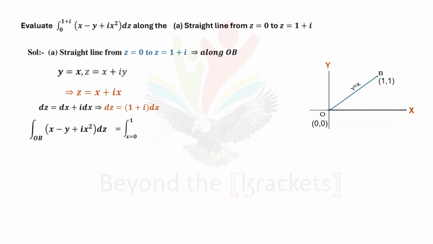So the given integral along OB, since we are taking everything in terms of x, integral will be x is from 0 to 1, x will be written as it is, minus y will be replaced with x plus ix square, and dz will be replaced with (1 plus i) into dx. 1 plus i is constant, we'll take it outside the integral, and we are left with i into x square with respect to x. Integrating this, i is constant, integration of x square will be x cube by 3.